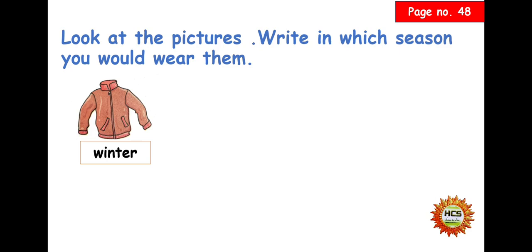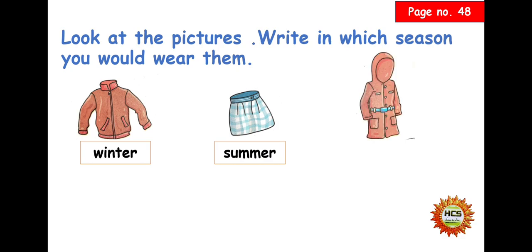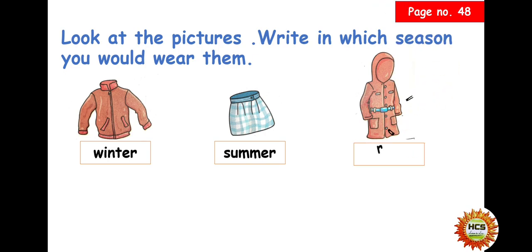W-I-N-T-E-R. Winter. Second picture. This is a picture of shorts. So, we wear these types of clothes in summer. Write down summer. S-U-M-M-E-R. Summer. Now, moving towards the third picture. The third picture is of a raincoat. So, we wear these raincoats in the rainy season.